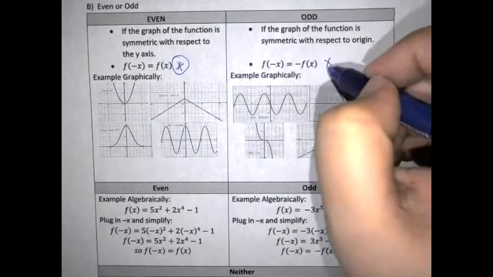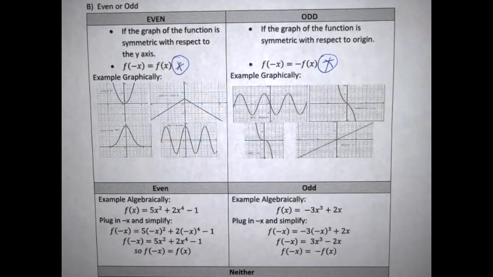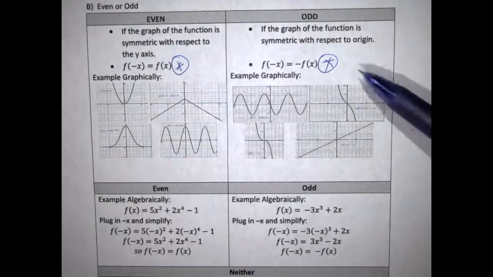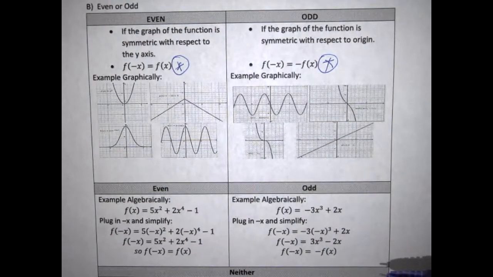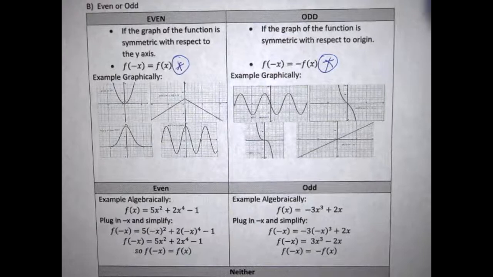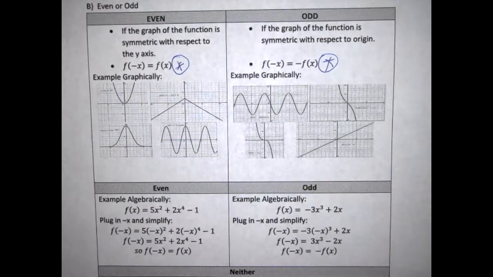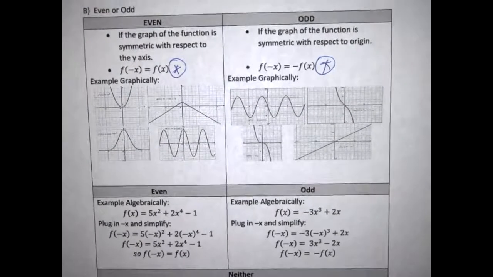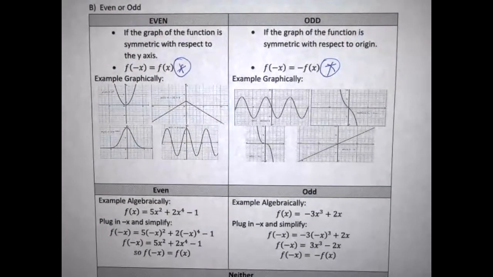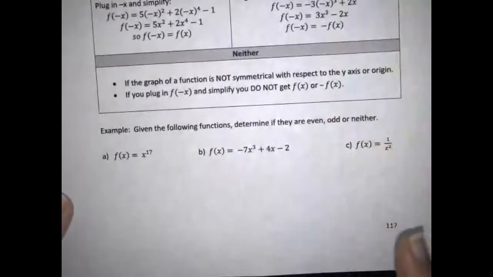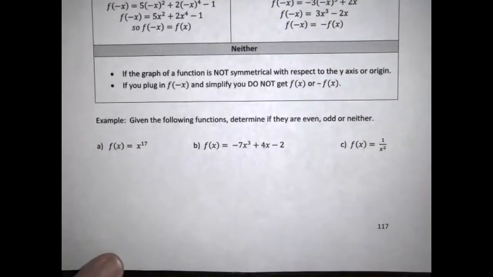However, if you replace x with negative x and you resimplify or evaluate, and you get back the exact opposite, meaning every single sign in your problem is now changed from positive to negative or negative to positive, then you have odd. Okay? Again, if you wanted to do it graphically, you're talking about symmetry with respect to the origin. So whether you're doing it visually or algebraically is completely your choice. You just have to do whatever makes the most sense to you. So for example, we have given the following functions, determine if they are even, odd, or neither.